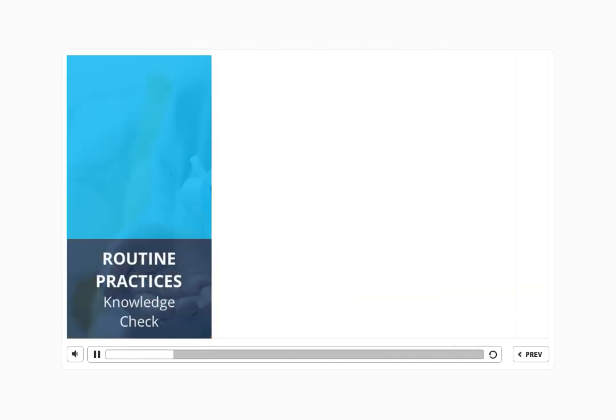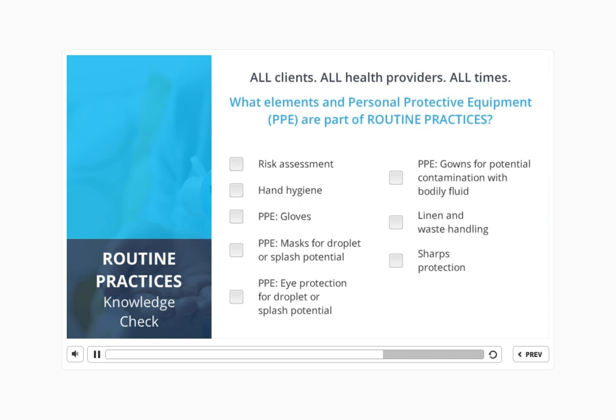Routine practices are just that, routine, for all clients, by all healthcare providers, all of the time. This reduces the risk of transmission of microorganisms. Routine practices have a number of elements. Check all those that you think apply.